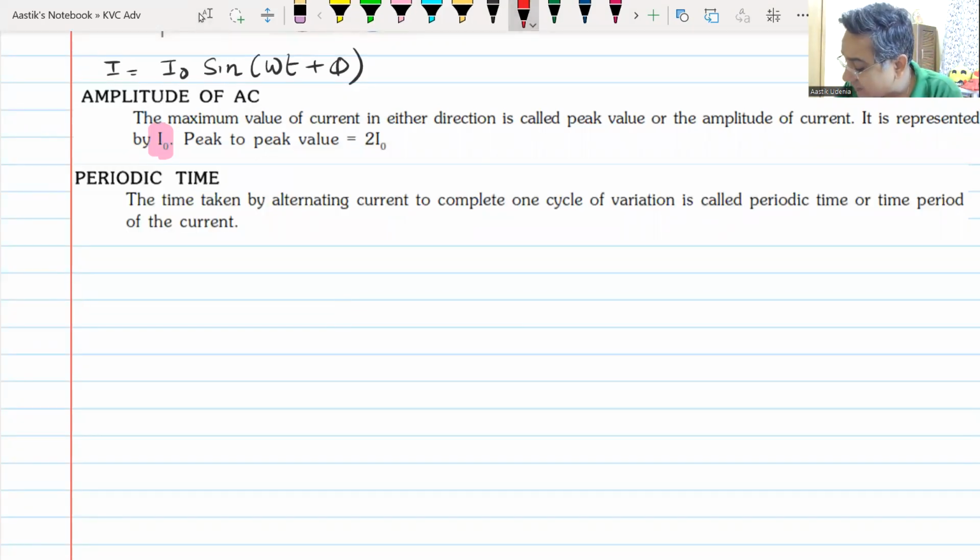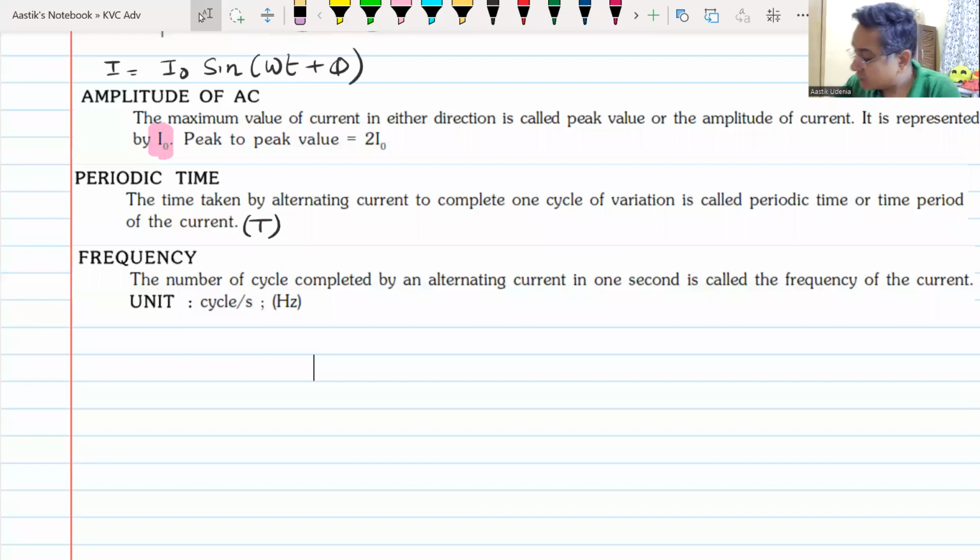It is represented by the letter capital T. We have seen that time period in that sine wave that we drew. Yes or no? Yes, sir. The SI unit of time period is seconds. I hope we know this. Yes or no? Yes. Then we have frequency. Frequency of the current. What is the relation between frequency of the current and time period? Frequency written by the letter f is 1 by T. Do we remember this? Yes, sir.